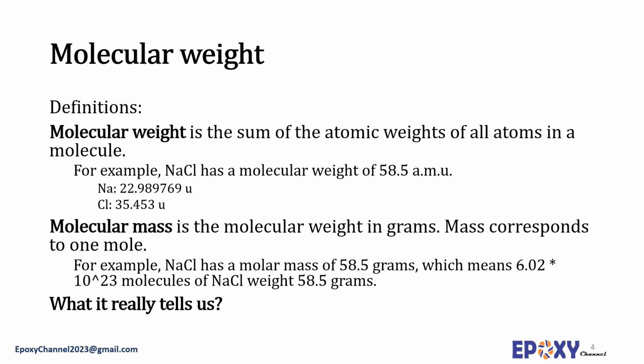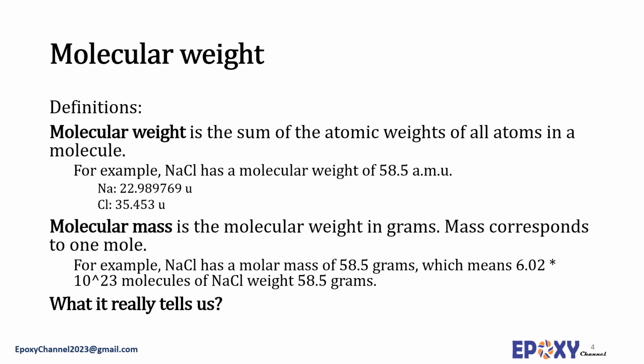For example, NaCl has a molecular weight of 58.5 daltons. Na equals 22.9897 daltons, and Cl is 35.45. The sum of these two amounts to 58.5 daltons. Molecular mass is the molecular weight in grams.